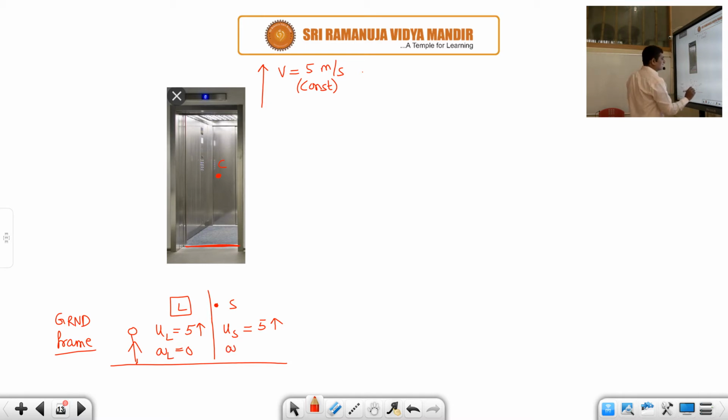Now next, what is the acceleration, students? What is the acceleration here? Acceleration of the stone is equal to g downwards. Okay. Now we are standing on the lift, to see when the coin reaches the floor of the lift.